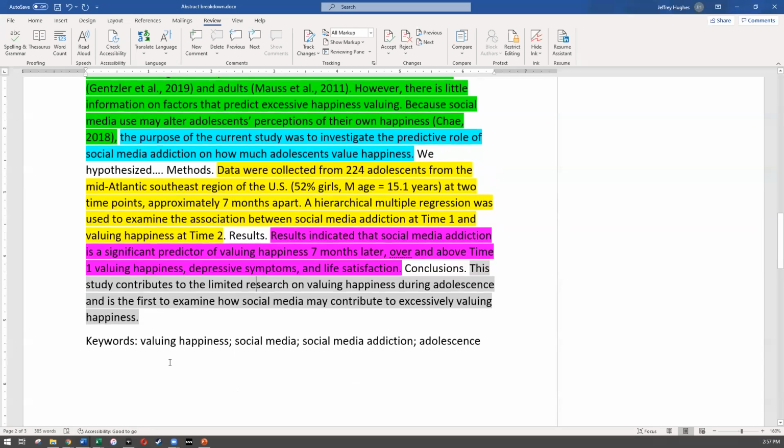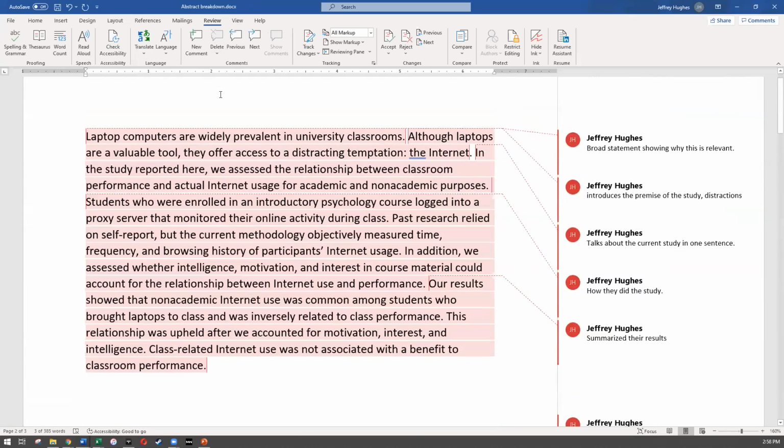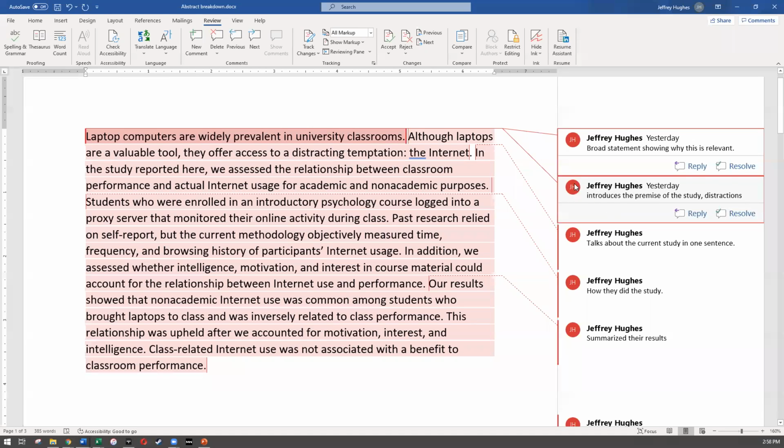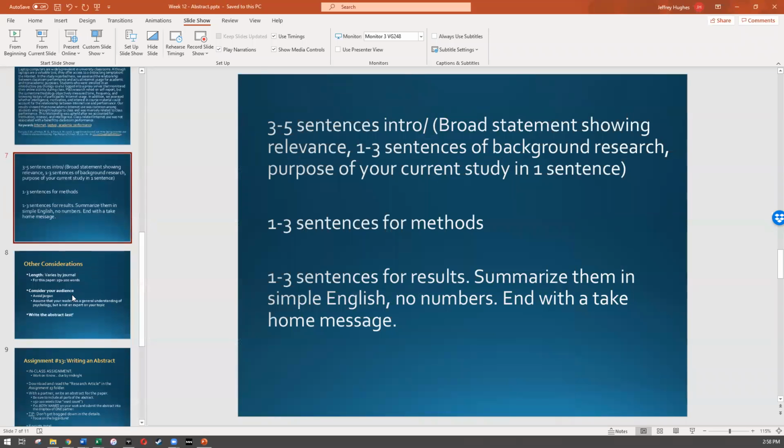And then you can see my keywords. You know, I have my dependent variable, valuing happiness. I have social media addiction in adolescents. So there's some example keywords. Try to think how they relate to your own study. Anyways, I have this, I think it's called Jeff's breakdown, in the assignment 13 folder. I hope this is useful in showing you what an abstract looks like broken down. 2 to 3 sentences on the introduction, a hypothesis sentence, 2 sentences on your methods, 1 sentence, 2 sentences max on your results, and a take-home message.